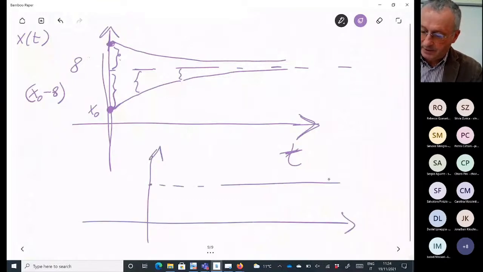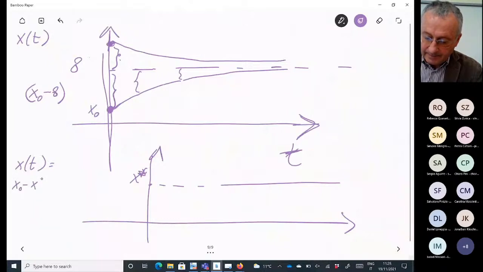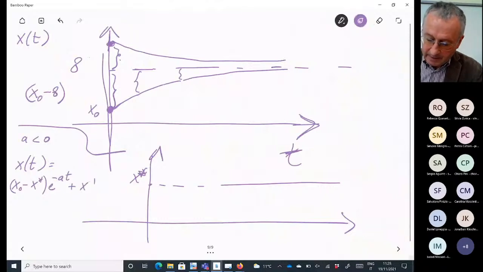The solution xt, the particular solution we found above, is equal to x0 minus x star times exponential of minus a t, but now a is negative. Okay, so minus a is positive, plus x star. So, plus x0, sorry, plus x star. Okay, now this is a growing exponential factor over time. So suppose that you start with a very small deviation, x0 is here, what happens in the long run? This deviation will become larger and larger and larger. So you will have a solution that goes like this.